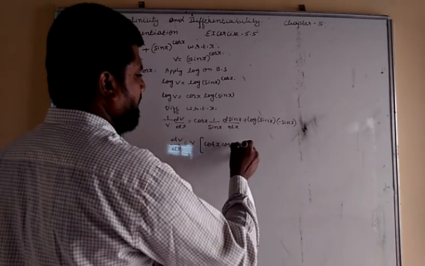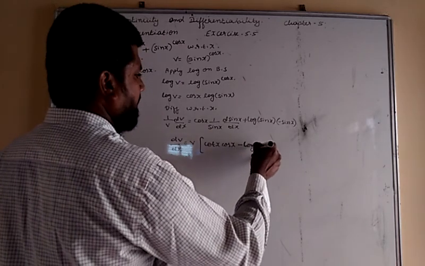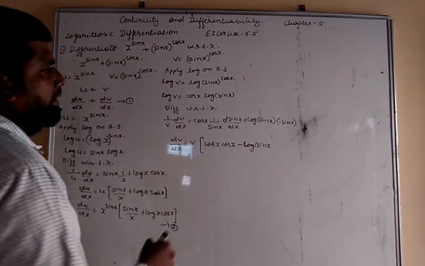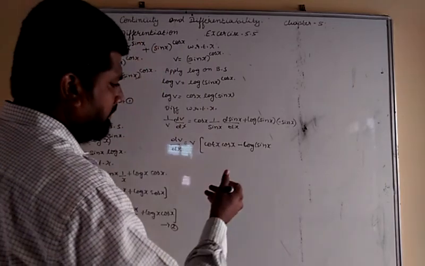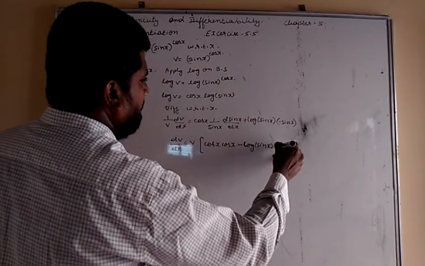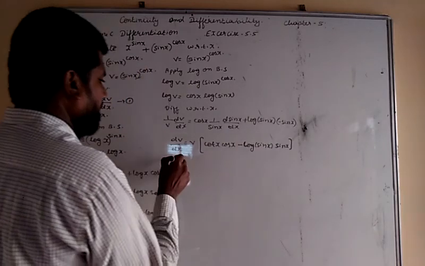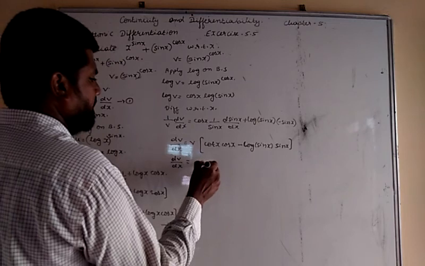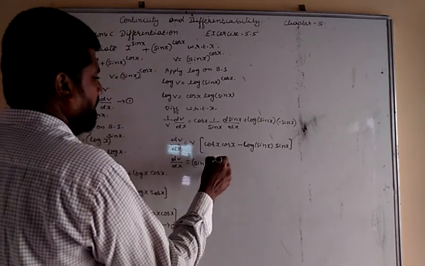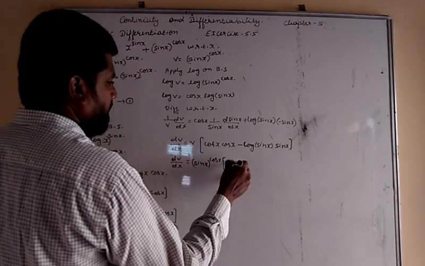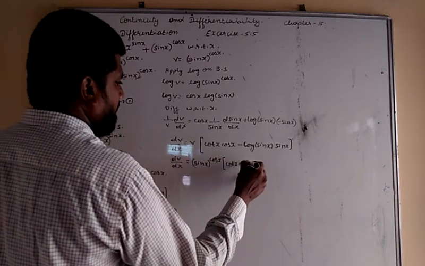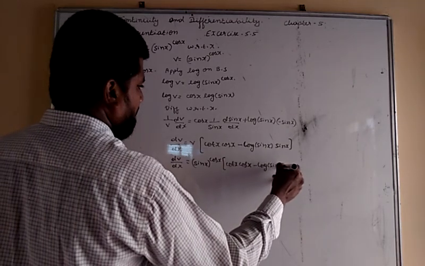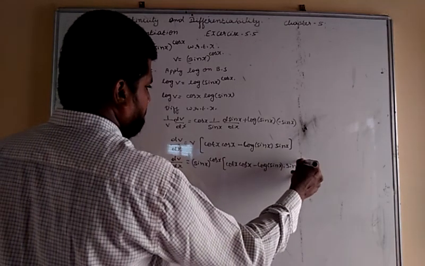plus into minus log of sin x into sin x. Then the v value is (sin x) to the power of cos x into cot x into cos x minus log of sin x into sin x. This is 3.